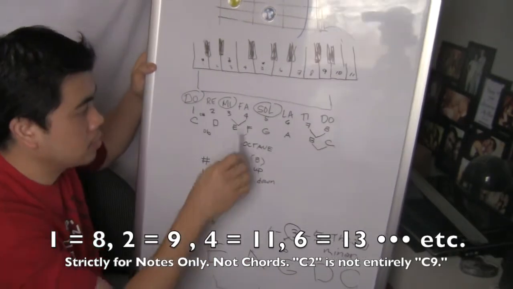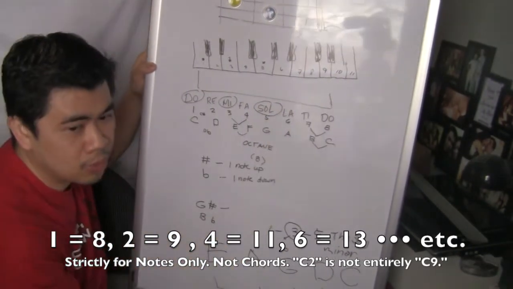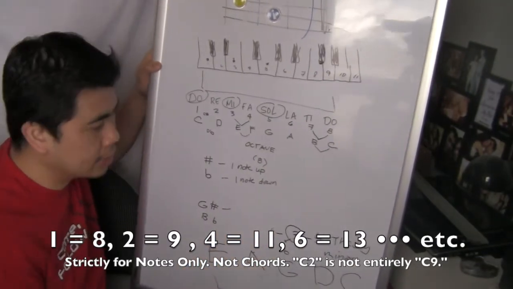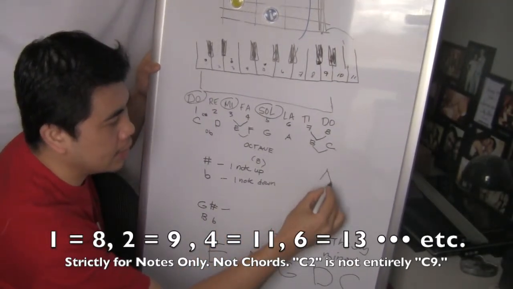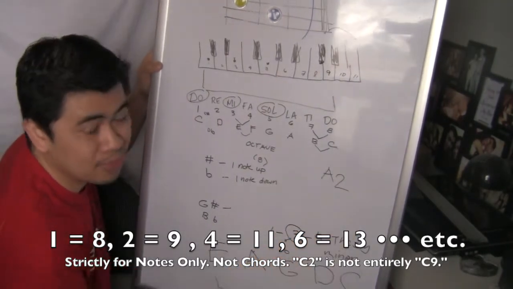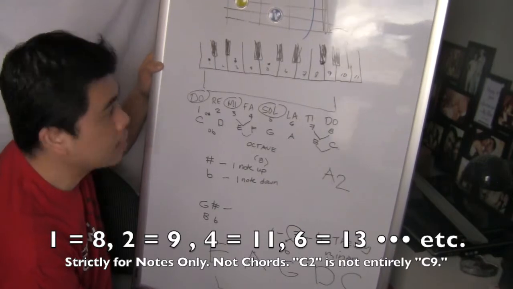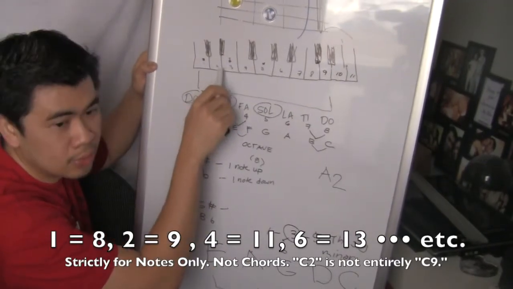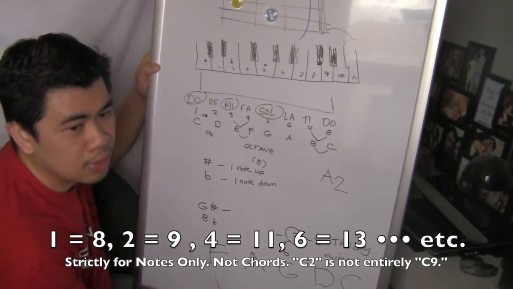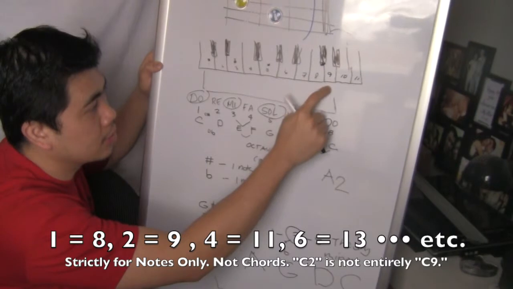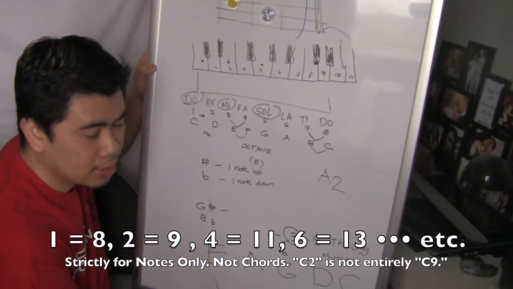So meaning to say, in a 1-3-5 theory, let's say if you see a chord like, instead of just A, sometimes you see A2. So what does it mean? It means you have to let the second note come out, or the ninth note to come out.